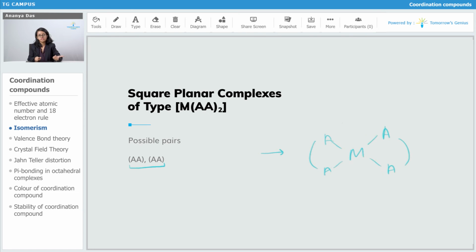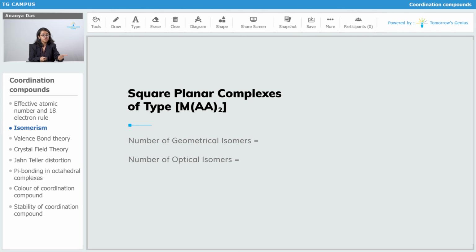So if they ask you whether it is going to show any geometrical isomerism, the answer is no, it is not going to show any geometrical isomerism. The number of geometrical isomers will be equal to 1. The number of optical isomers is going to be 0. The number of enantiomeric pairs is again going to be 0, and the number of stereoisomers is going to be 0 plus 1, which is equal to 1.